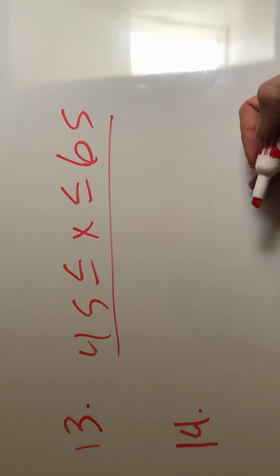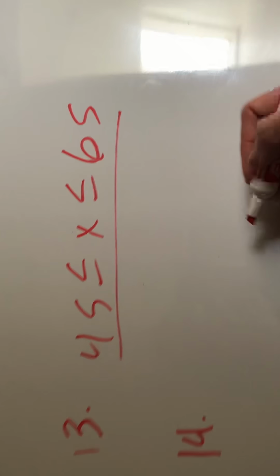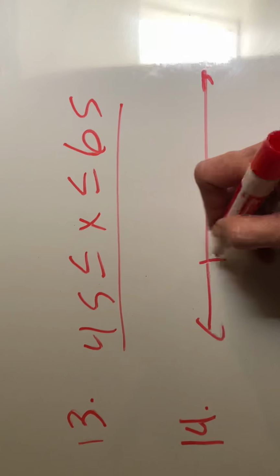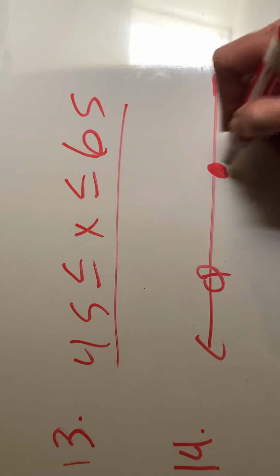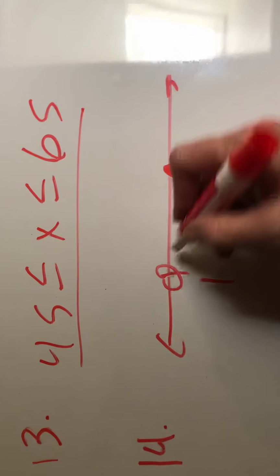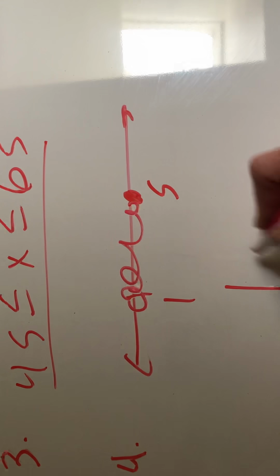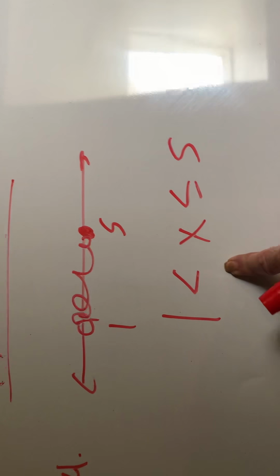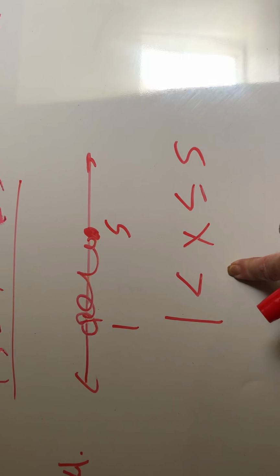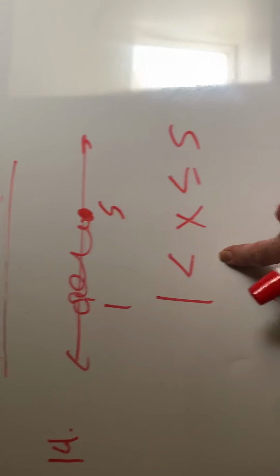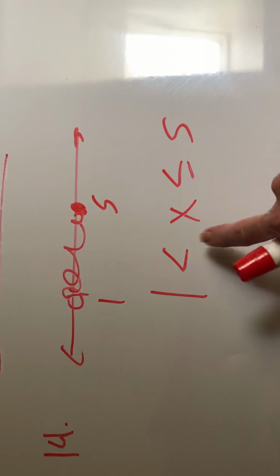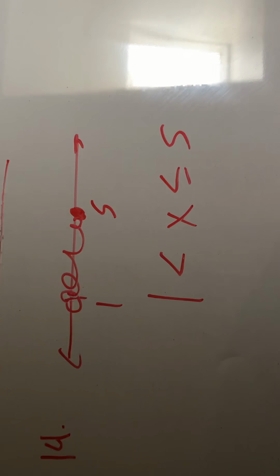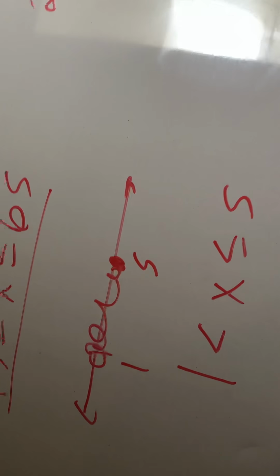Then on number 14, again, you've got this graph. That's 5, that's 1. So it's between. And you don't need an equal to bar on the 1 because you don't have a closed circle. So that's the way 14 should be written. Do not use and. Don't use and on those. I don't want you to.